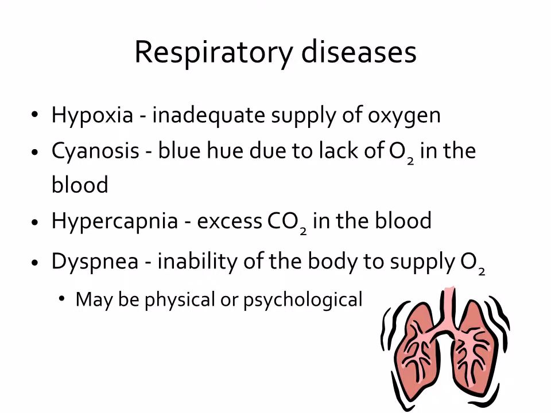Respiratory diseases generally interfere with this air exchange process in multiple fashions. One respiratory symptom can be hypoxia, an inadequate supply of oxygen. This can be caused by poor functioning of the lungs or poor exchange of oxygen through the alveolar sacs. Cyanosis is the condition where people begin to take on a blue hue due to the lack of oxygen and potentially the buildup of carbon dioxide. Hypercapnia is excess carbon dioxide in the lungs, and dyspnea is the inability of the body to supply oxygen. This can be caused through physical traits, but also through psychological phenomena as well.